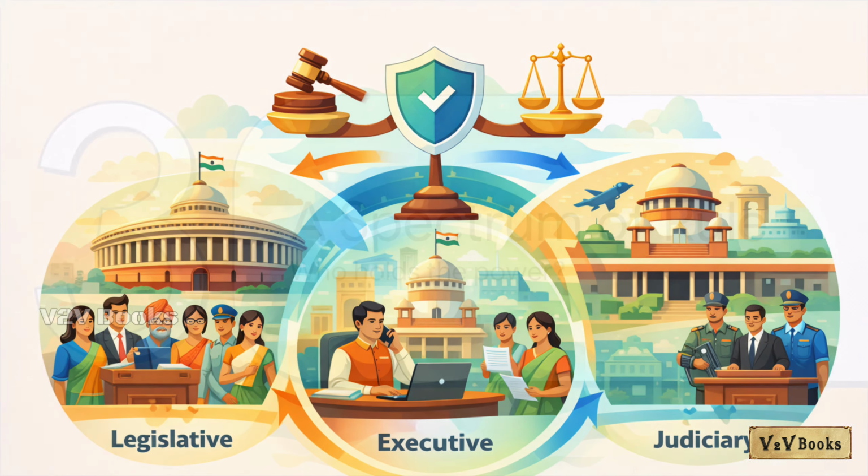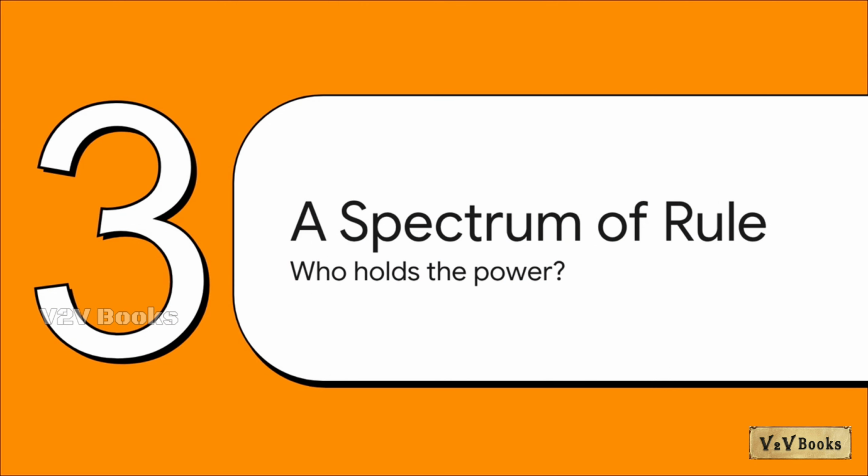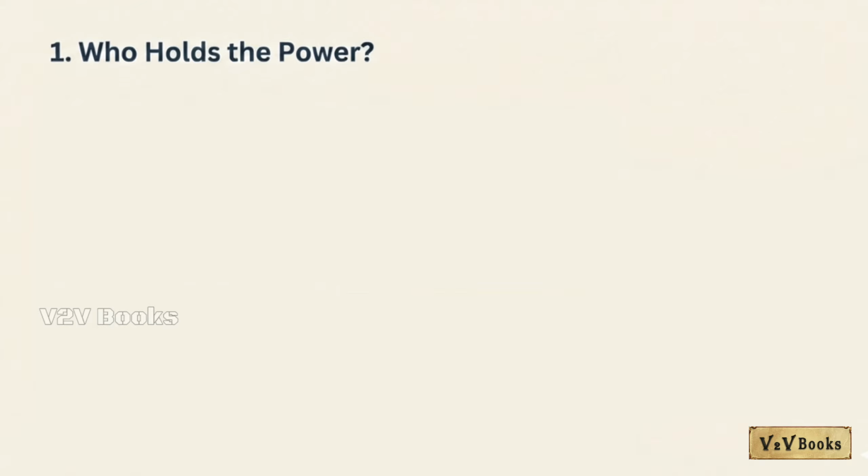Okay, so we've built the basic structure of a state. We've got our three pillars, but that brings us to the next and maybe the most important question of all. Who gets to control that structure? Who's actually in charge? Well, we can classify pretty much every government on Earth along a simple spectrum, and it's all based on the answer to that one question.